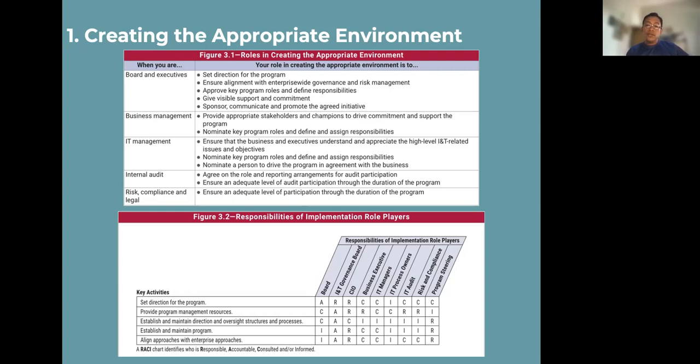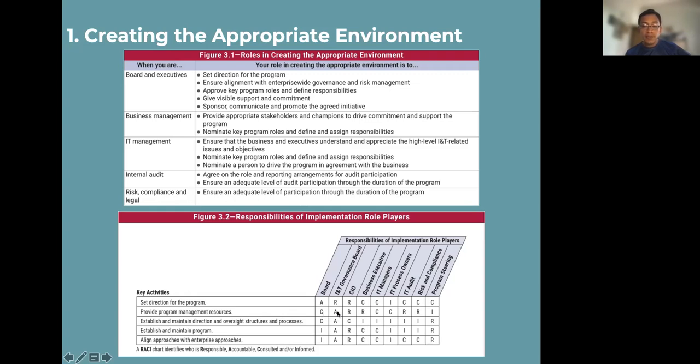And then you will also have the business executives and IT managers as the ones who need to be consulted. IT process owners are usually inside IT, the IT guys, who need to be informed about the directions. The IT audit needs to be consulted, and risk compliance, the second layer, needs to be consulted, and the program steering committee also needs to be consulted. And for providing program management resources, the board is only to be consulted.